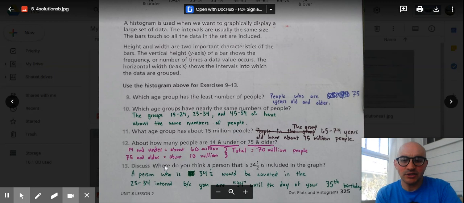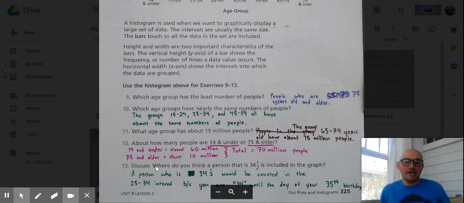And the final question here, this would be something we'd discuss in class, but since we're not all together right now, we just have to share our thinking individually. So where do you think a person that's 34 and a half, where would that person be included? This is one of those math reasoning questions. So let's think about it.